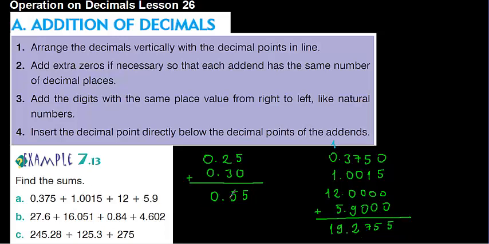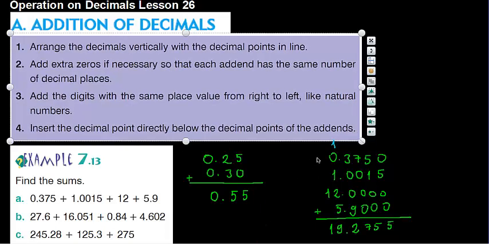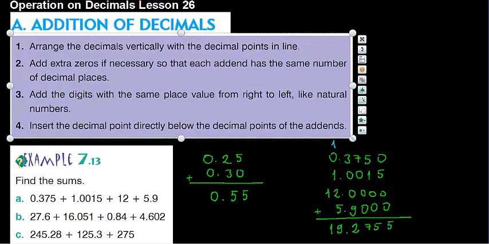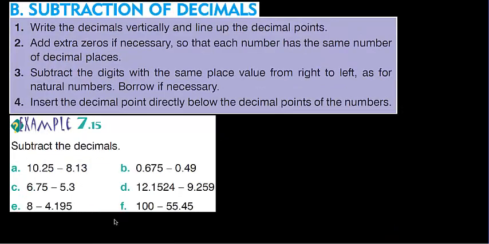The other questions are going to be classwork for us. Okay, let's continue with subtraction. Addition and subtraction have similar properties. Again, I'm going to start the operation from A, 10.25 and 8.13. The points should line up.